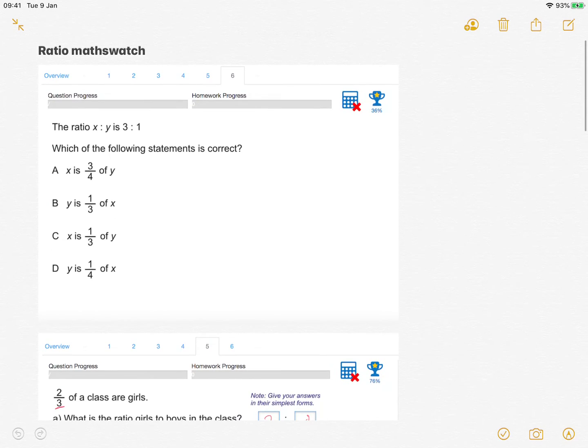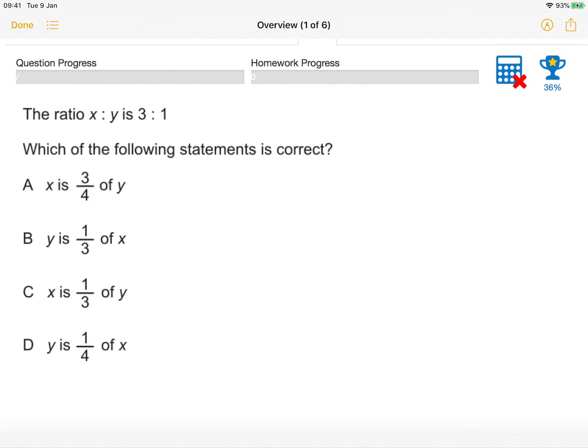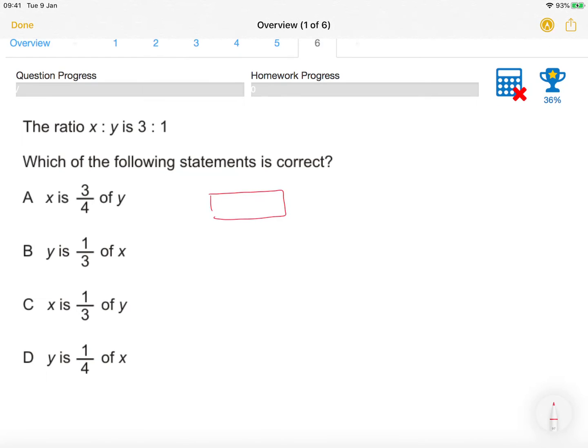Next question. I thought this was one of the hardest ones. Which of the following statements is correct? Well, the ratio x to y is 3 to 1. That means that x is 3 times bigger. So imagine that it's all made up of blocks, and that's x, and that's y. So x is 3 times bigger than y. So x is 3/4 of y. Well, no, because it's 3 times bigger.